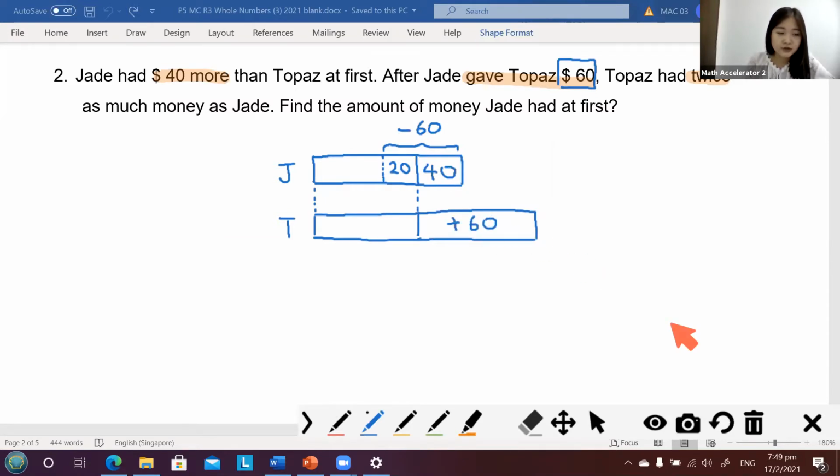Okay, so far so good. Draw your model. Because 40 plus 20 is 60. So you must cut in another 20 more, so you can give $60.